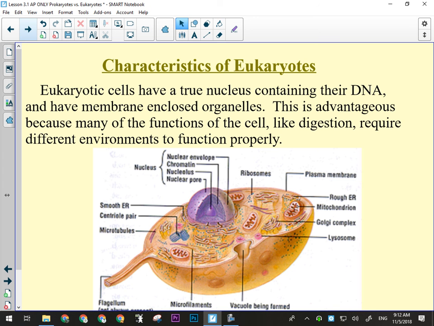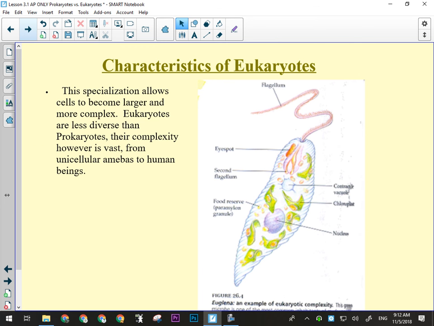So that's why a eukaryotic cell is generally larger and more efficient than a prokaryotic cell. It does have separate environments for all of those processes. Also, specialization is a big thing. You've got to have organelles to become specialized. Although eukaryotes are less diverse than prokaryotes, there are way more species of prokaryotic organisms than eukaryotic organisms, the complexity of a eukaryotic organism is vastly superior to that of any prokaryote.